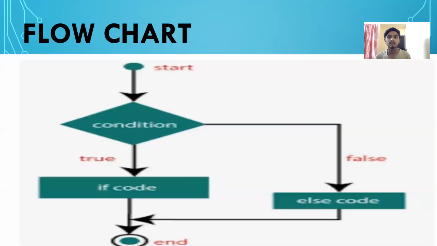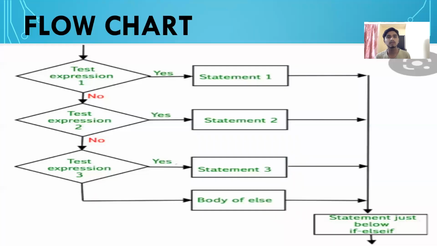In the elif statement, we use elif. In if-else, if the if statement is false, then it will go to the else statement. But in the elif statement, if the if statement is false, then it will go to the elif statement. If all the elif statements are false, then it will go to the else statement. So this is the difference between if, elif, and else in Python.